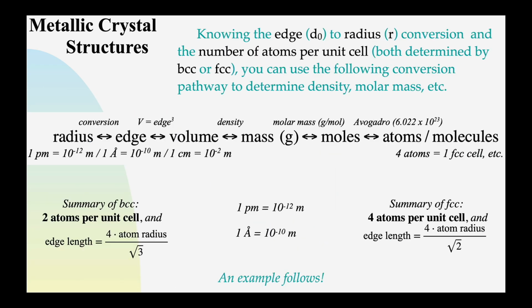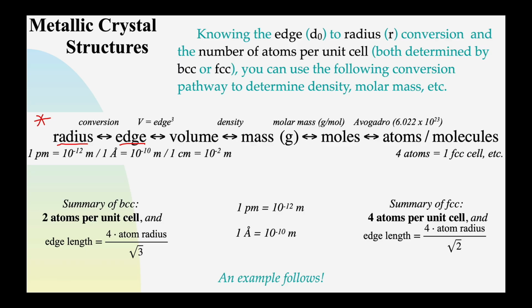If you know the edge d0 and the radius and edge conversion, and again, edge is d0 and radius is r, and if you also know the number of atoms per cell, and again, all of this stuff comes from either if you have BCC or FCC, there's a really interesting pathway that can be used to find a lot of information. And this thing right here, which is kind of long and narrow, literally think about it as a type of train track, and you can convert, for example, the radius r to the edge. That's where the BCC or FCC comes from.